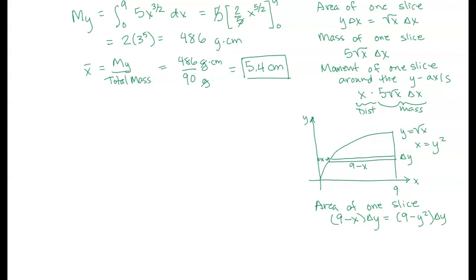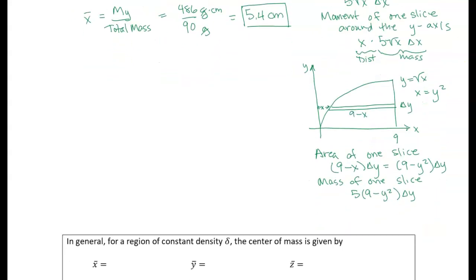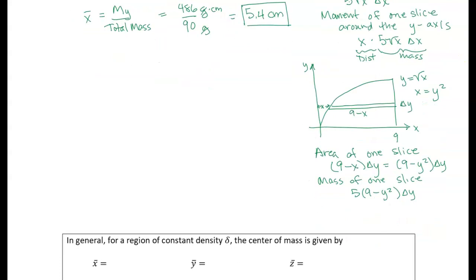Okay, and then if we multiply by the density, then we'll have the mass. So the mass of one slice is then 5 times 9 minus y squared delta y. Okay, I'm going to scroll down just a little bit farther and give myself some room here. Running out of room.